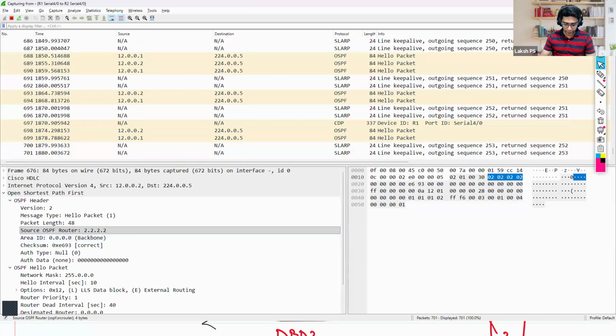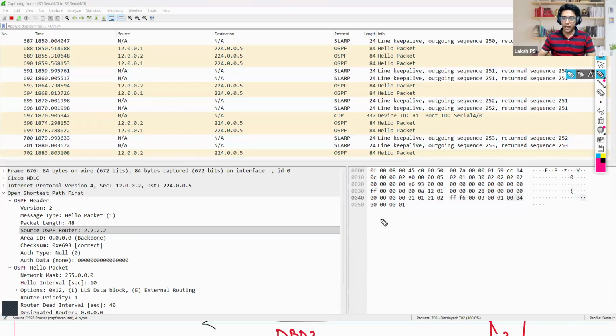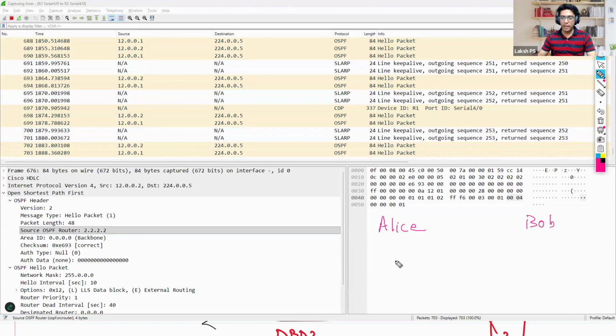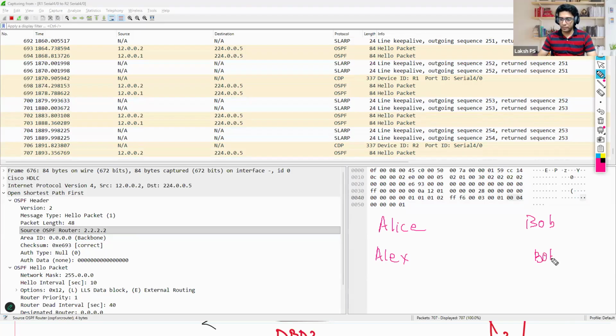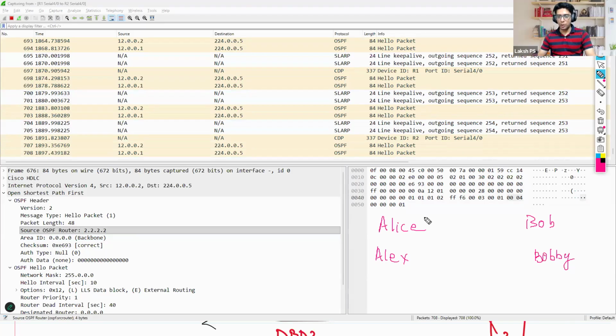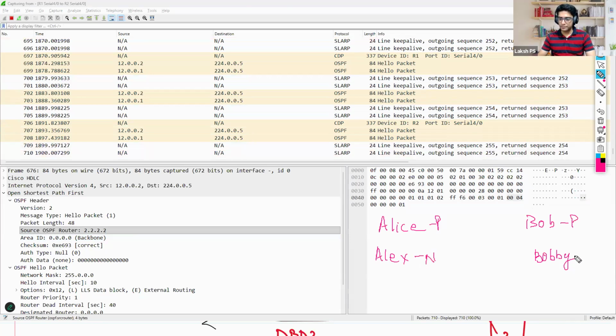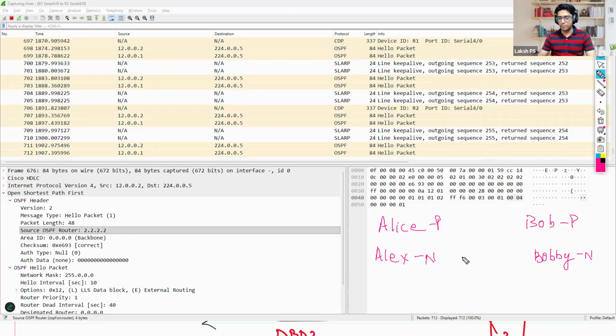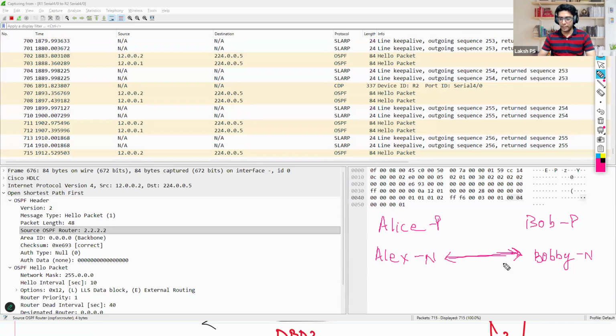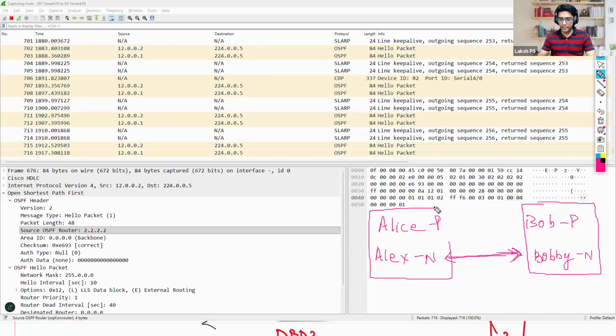Okay, so in order to explain this, it's like Alice and Bob. Alice's nickname was Alex and Bob's name was Bobby. This is what we had discussed. This is their professional name and this is their nickname. All the communication between Alice and Bob was happening using their nicknames, but the entity is the same.